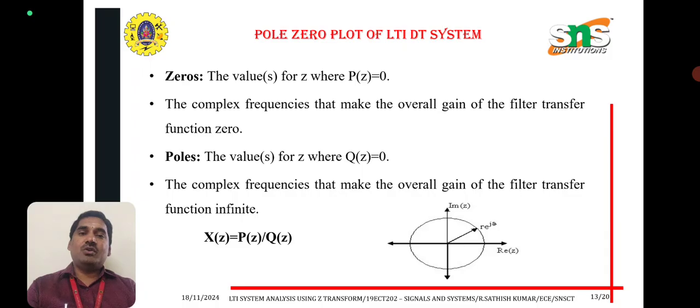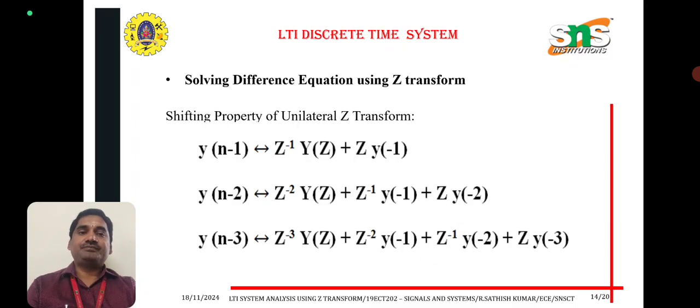Poles means the value of z where q of z is equal to 0. They are the complex frequencies that make the overall gain of the filter transfer function infinite. Therefore, x of z is equal to p of z divided by q of z. We can plot a graph from the real part to the imaginary part, which is equal to r e power j theta. It can be represented as the unit circle.